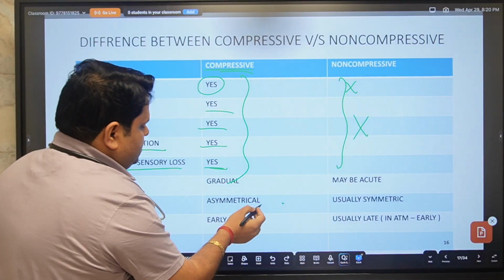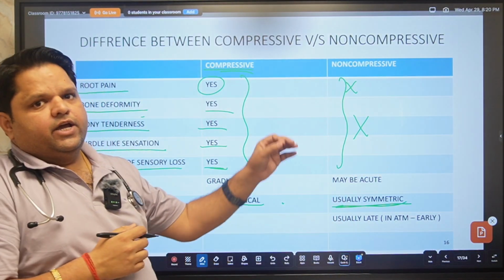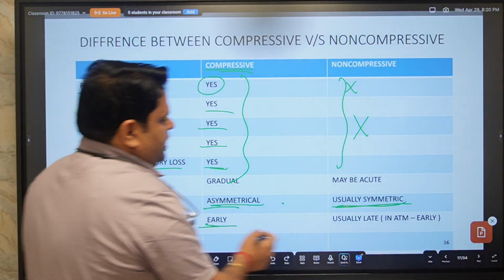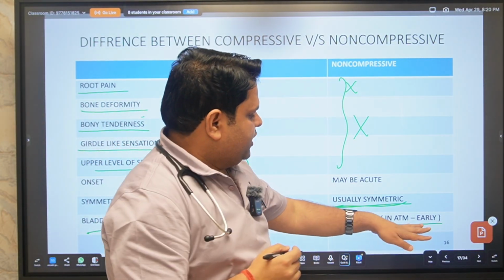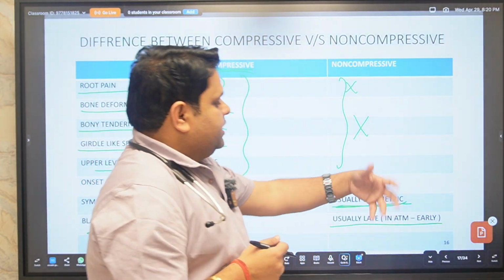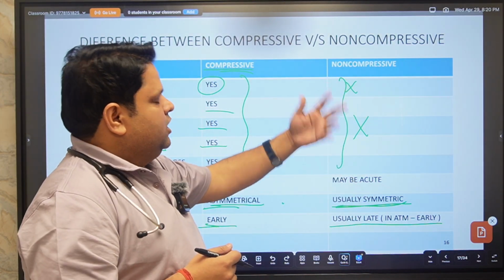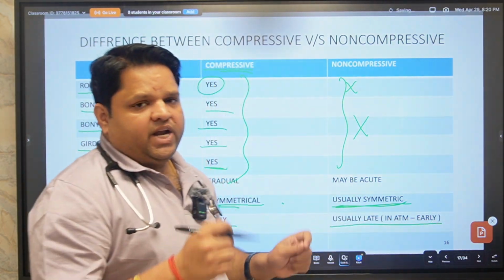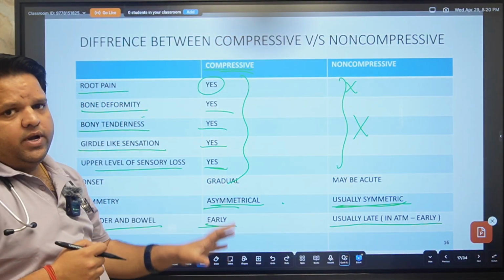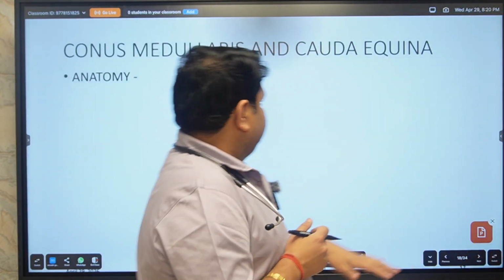Symmetry: compressive myelopathy is usually asymmetrical, and non-compressive myelopathy is usually symmetrical, like acute transverse myelitis. Bladder bowel involvement is seen late in compressive myelopathy, but sometimes early in acute transverse myelitis. So acute transverse myelitis has a slightly different presentation: a symmetric, acute presentation compared to other non-compressive causes, and bladder bowel involvement is seen early. So these are the features of how to differentiate between compressive and non-compressive myelopathy.